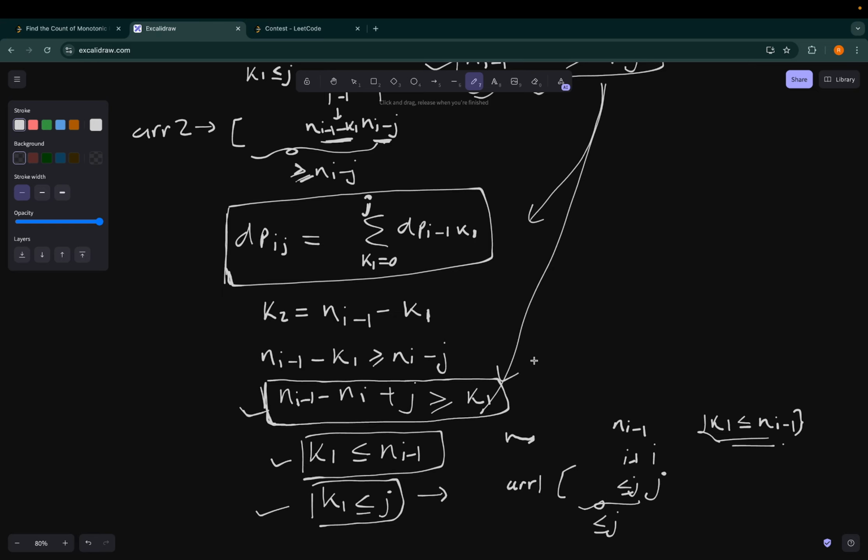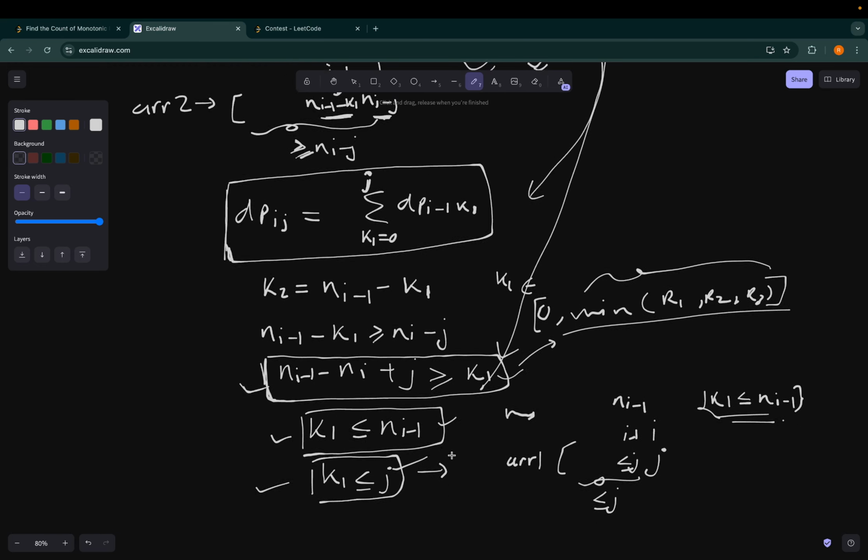Yeah, so now what you'll do is take the minimum of all these values. Just take the minimum of all these. That will be your maximum range. Minimum of range 1, range 2, range 3. This is your range 1, range 2, range 3, and 0 obviously is the minimum value, and this is the maximum value that k1 can take. So k1 will belong from this to this range.